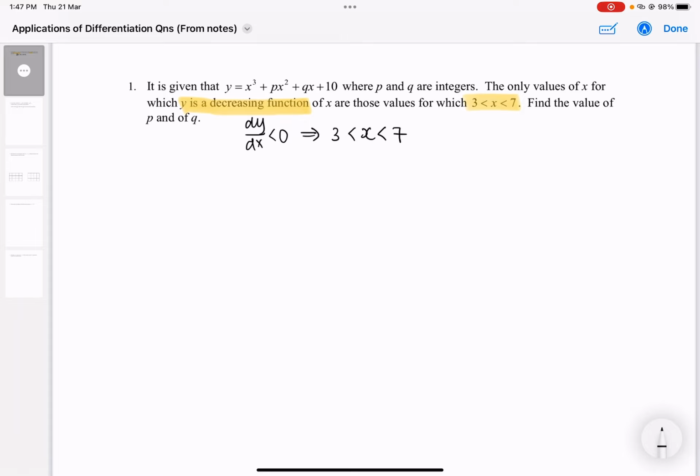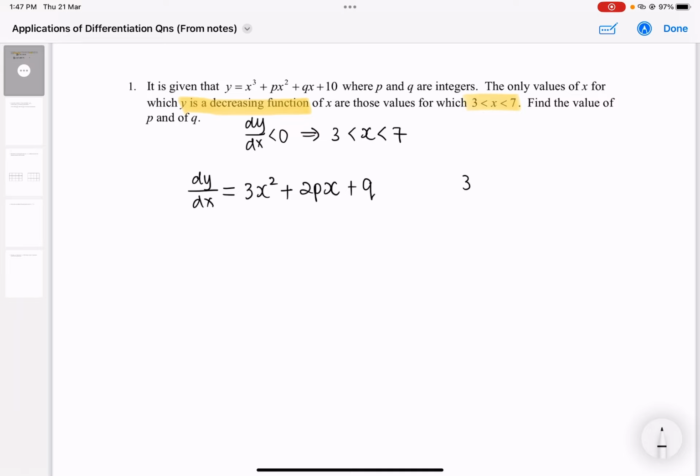But the approach to this question is to work backwards from the answer for the inequality to get the original inequality. Now let us look at what dy/dx looks like. This is a polynomial expression, so you should be able to differentiate it: bring the power down, power decreases by 1. Similarly for px squared, bring the power down. Qx, when you differentiate, you will end up with q. 10, when you differentiate, you will get 0. So you'll notice that dy/dx is actually a quadratic expression.